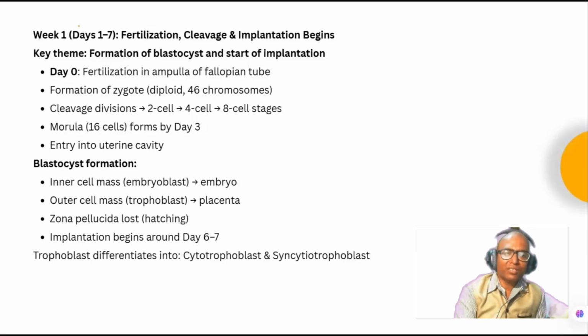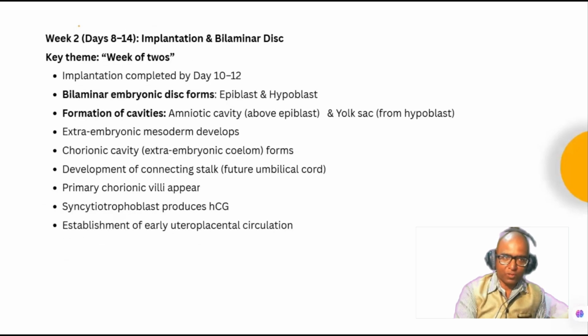Then further, what happens? The zona pellucida is lost. That is the hatching, and then implantation begins around day 6, day 7. The trophoblast will differentiate into cytotrophoblast and syncytiotrophoblast. This is just to recapitulate what we have learned in our first session.